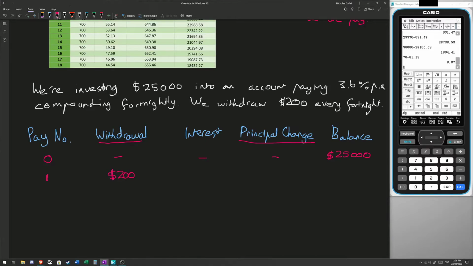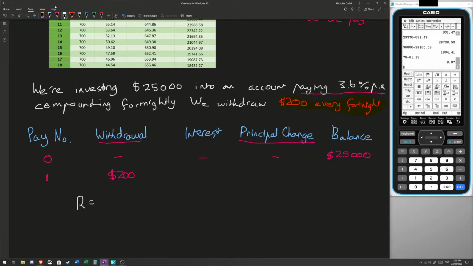Okay, because in the question, we've got $200 every fortnight. Okay, I'm not going to use a highlighter again. That takes too long. I'm just going to underline things. $200 every fortnight at 3.6% per annum. Okay, so we'll work out what that interest rate is.